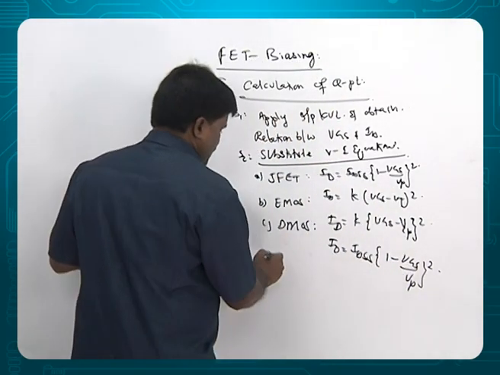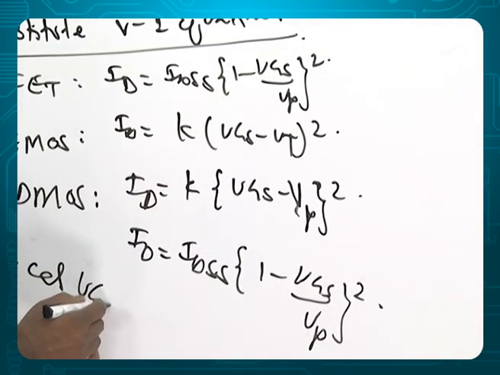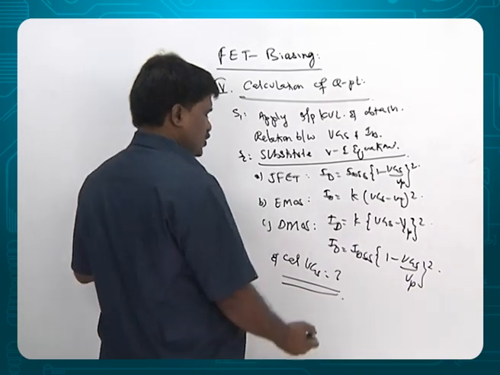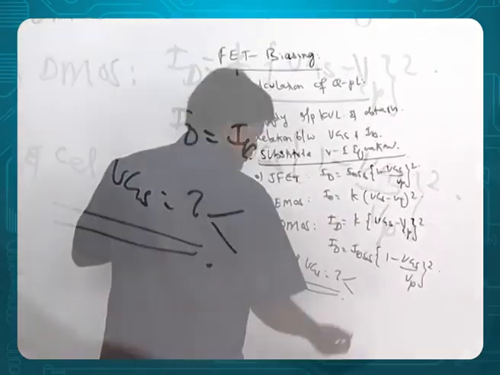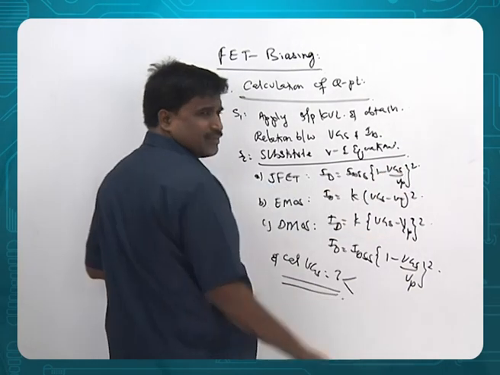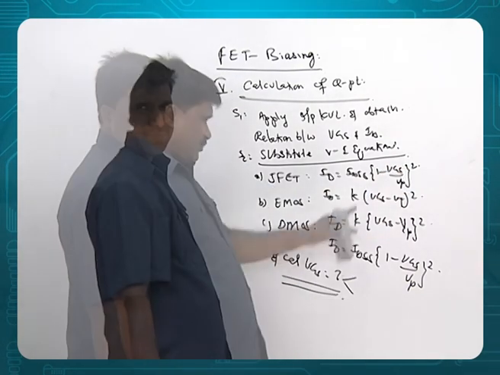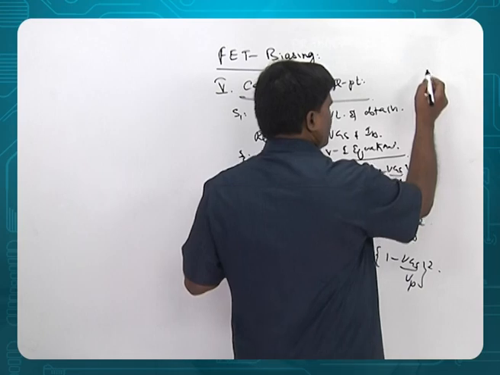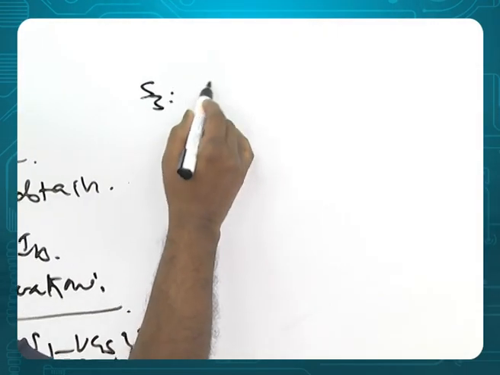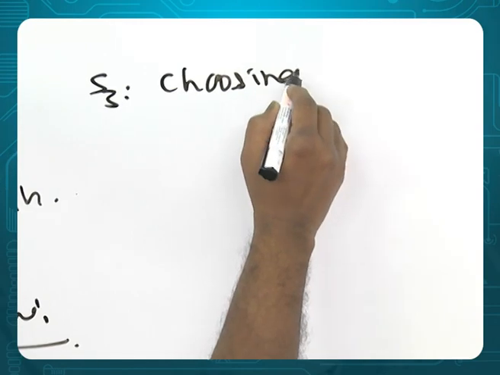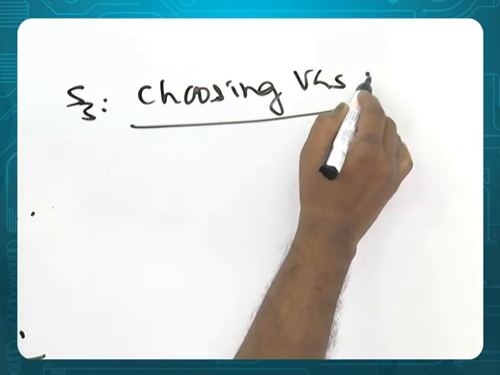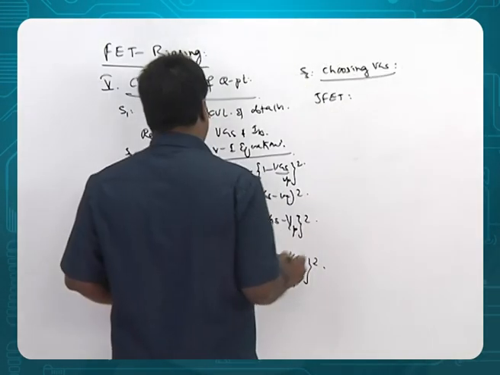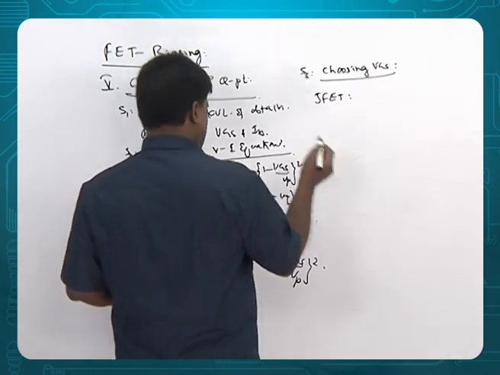And what is the purpose here? To calculate VGS. Definitely you will get two values. Why two values? Because this is a quadratic equation, you can have two values. Then step 3 is choosing VGS. How to choose? See, for example, JFET. Please remember, we are talking everything about N channel.